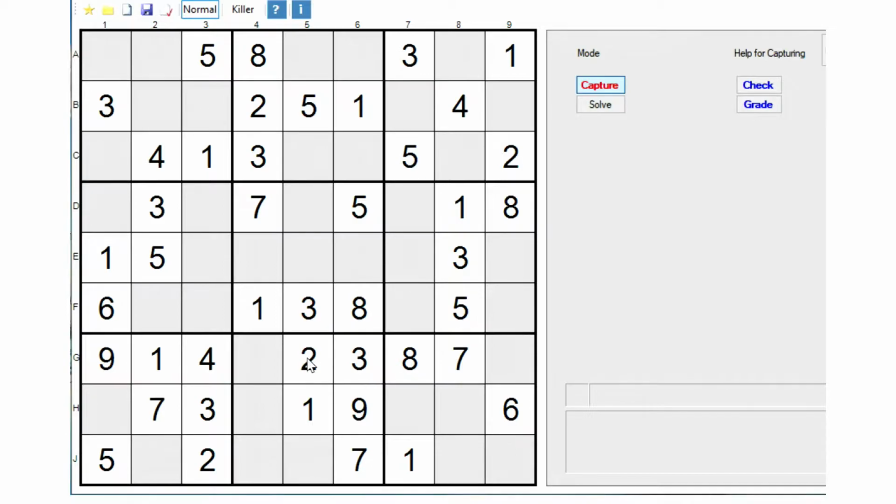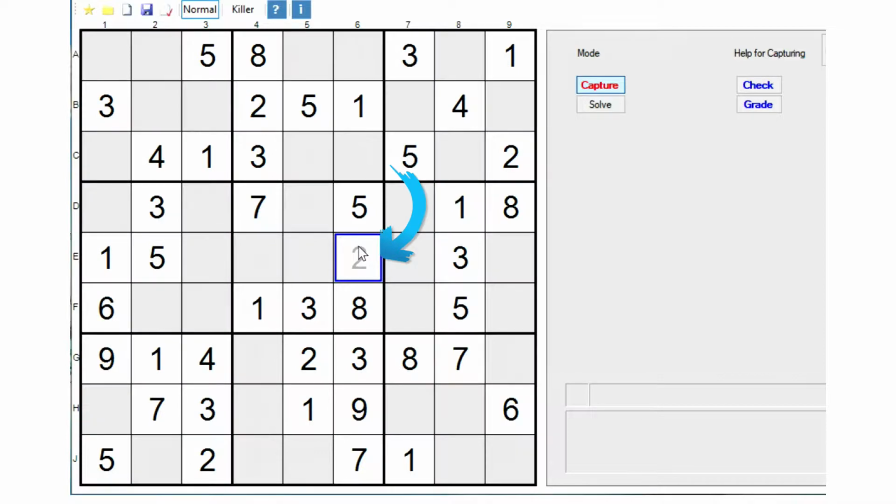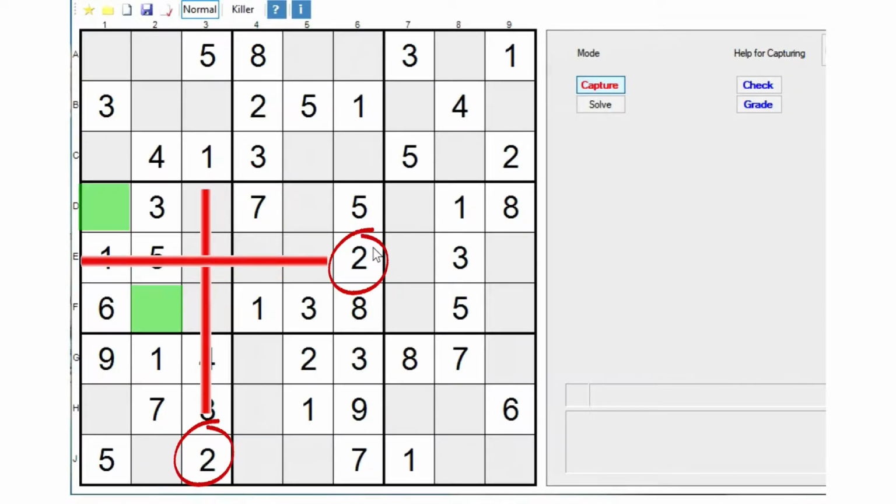Let's see if we can place any more 2s. Yes, if we look at block 5, now we have 2 2s in this stack, so we can place the third 2 here. Can we do anything with block 4? Well, we have a 2 here and a 2 here, so drawing lines up and across, we can eliminate all the cells except for these 2. So let's leave that alone for now.